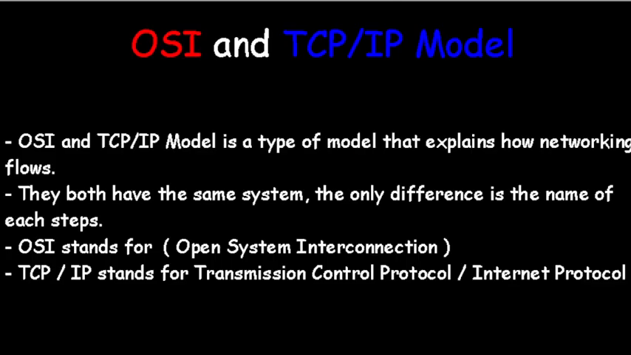The OSI and the TCP/IP model is a type of model that explains how networking flows, and they both have the same system. The only difference is the name of each step. OSI stands for Open System Interconnection, while TCP/IP stands for Transmission Control Protocol, which can also be called the IP model, Internet Protocol model.